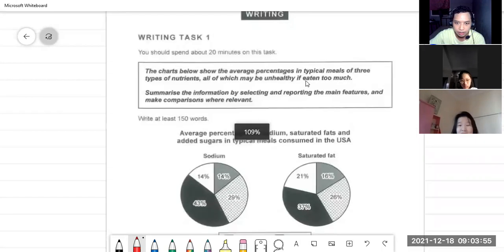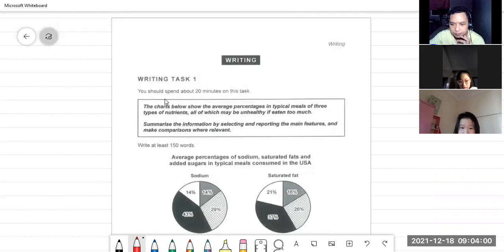Okay, can you see the screen now? Yes. What about now? Can you see the screen?